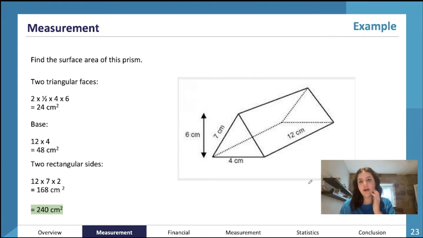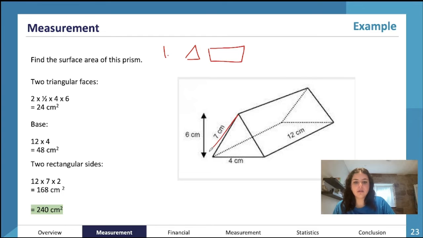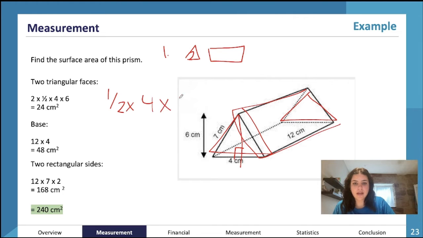All right, so find the surface area of this prism. This one, we've already got the working out, but I'm going to walk you through it. So the first thing we're going to do is step number 1, what are our faces? We have 2 triangles and 3 rectangles. So we're going to work out our 2 triangles first. Because it's an equilateral triangle, we've got a right angle in the middle. We can just do half times base 4 times height 6.